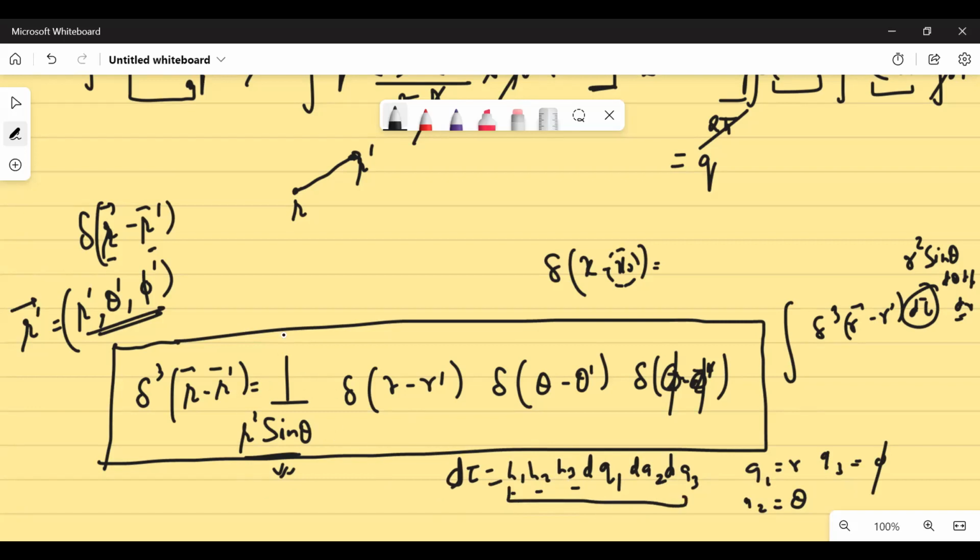So you have to divide by 1 upon r square sine theta. Otherwise, you will not get back the volume integral as 1. So this is why we do it. Is that clear to you? I'm just recapitulating, revising what we have done yesterday. Is that clear to you?